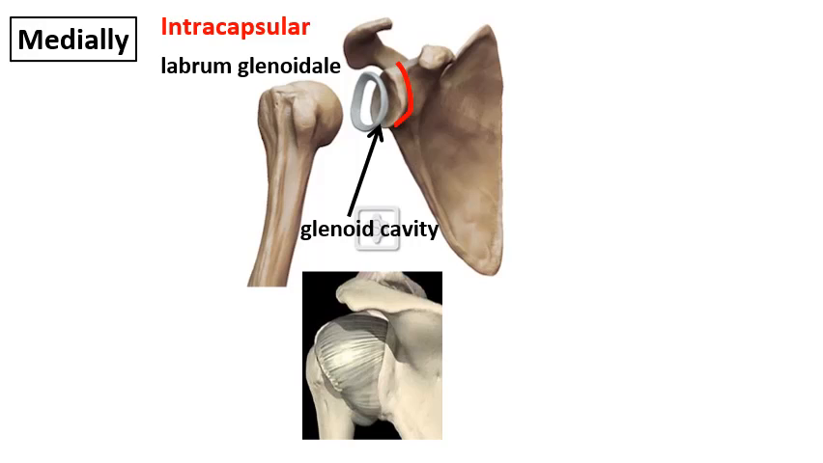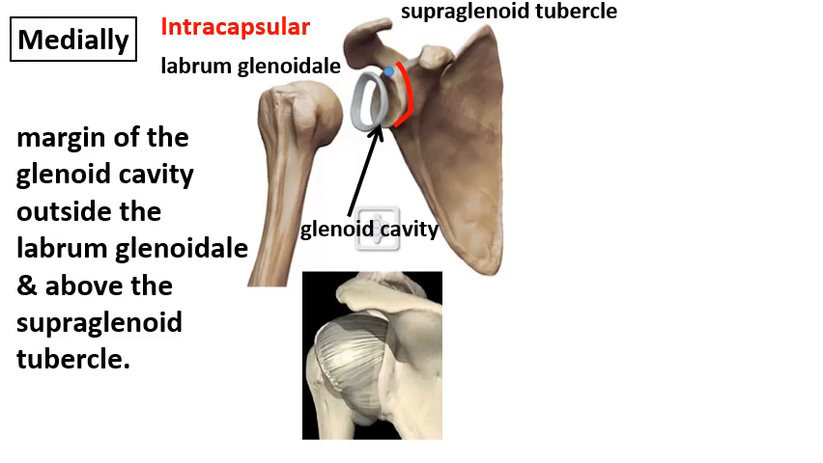Also above the glenoid cavity, there is a bony prominence called the supraglenoid tubercle. It gives attachment, as we will see in the next slide, to the tendon of the long head of biceps. So there is a tubercle called the supraglenoid tubercle, and from the picture you can see that the red line is drawn outside the supraglenoid tubercle. So the fibrous capsule is attached medially to the margins of the glenoid cavity, outside the labrum glenoidal and above the supraglenoid tubercle.